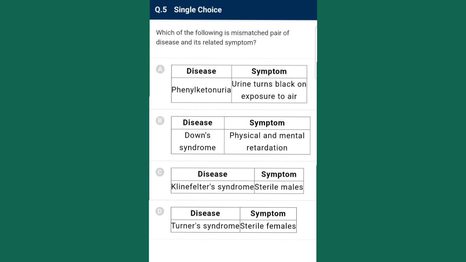gene which encodes for enzyme, due to which the transformation will stop. The phenylalanine will accumulate in the cerebrospinal fluid and causes mental retardation. So the answer for this question is option A. Phenylketonuria. The symptom is given: urine turns black on exposure to air, that is mismatched one.